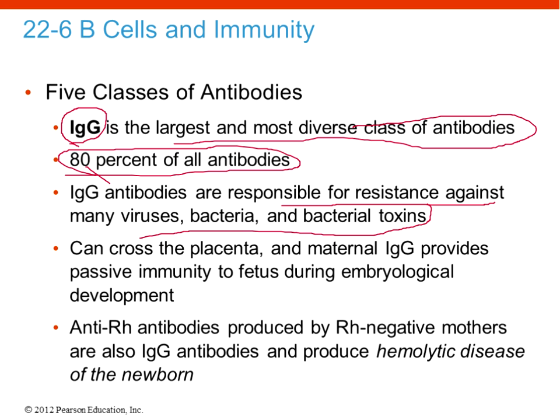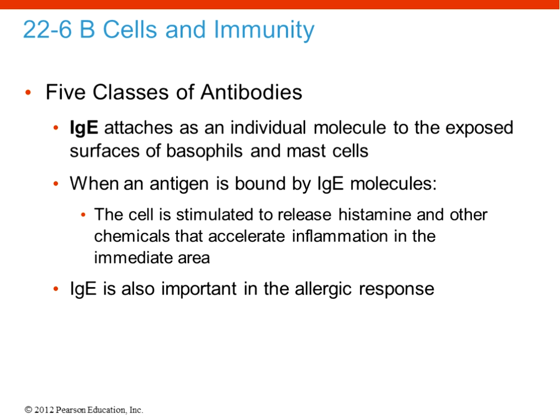They're responsible for resistance against viruses, bacteria, bacterial toxins, and the maternal IgG, because it can cross the placenta, provides what we call passive immunity during embryological development, right? So that's how the mother's IgG antibodies can protect a developing fetus during that time, okay? And so that's what we see with IgG. So very common, very popular, very effective class of antibody.